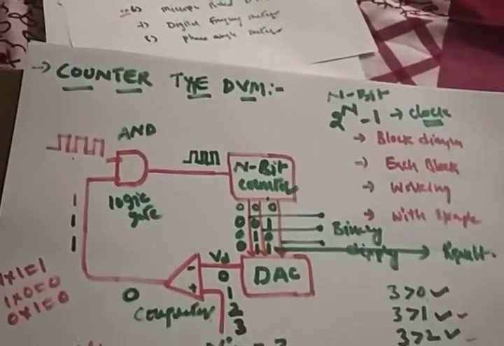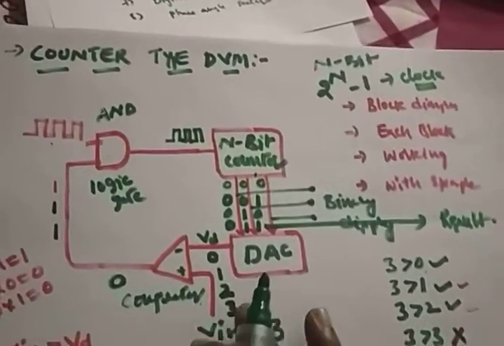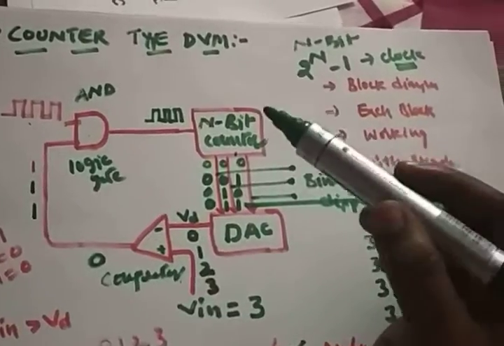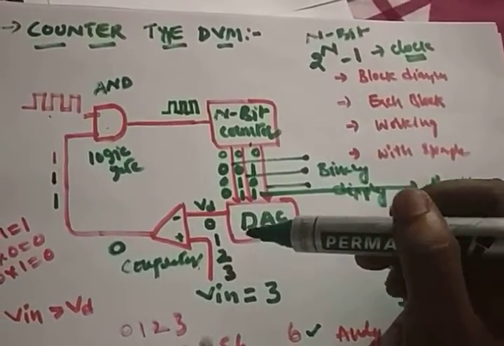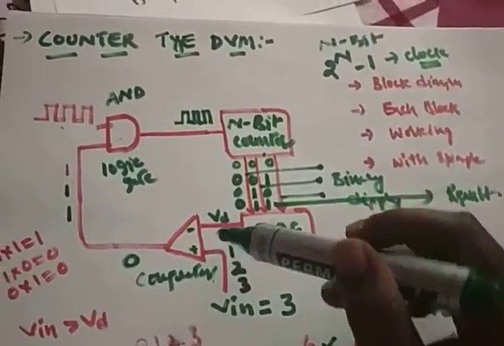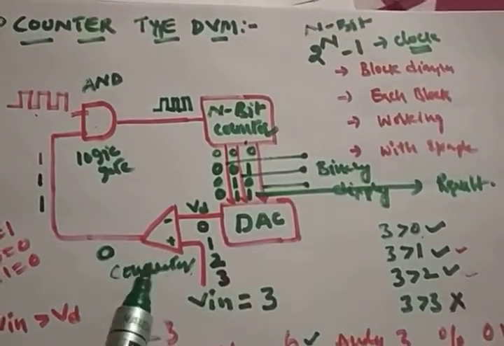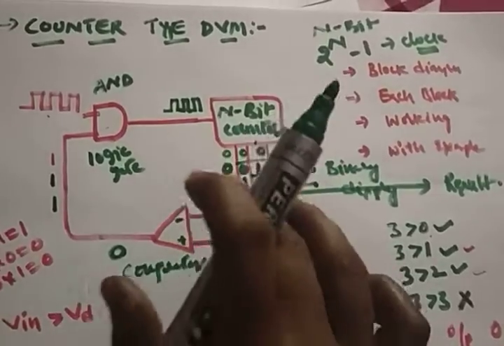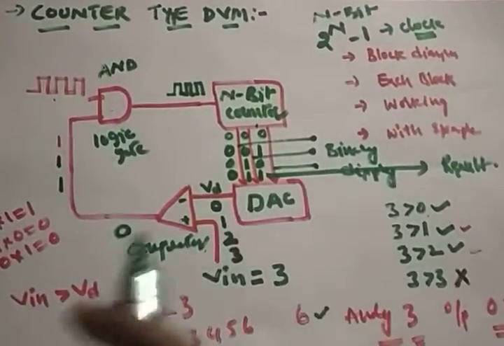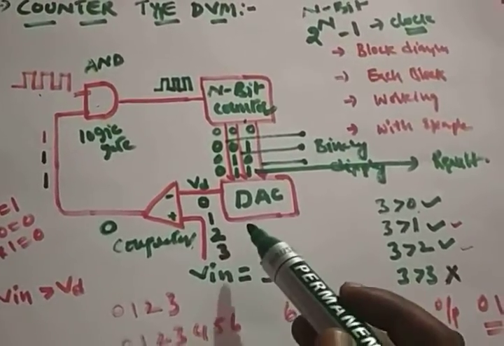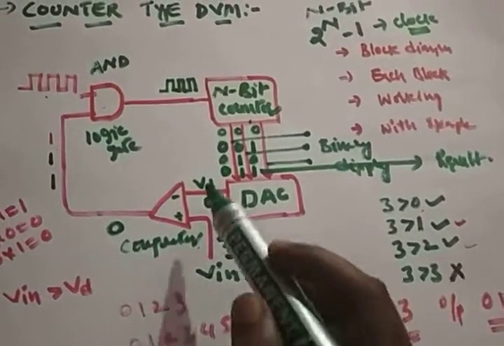So what components do we have in a counter type digital voltmeter? There are an n bit counter, a digital to analog converter, a comparator and a logic gate. Why the digital to analog converter? The comparator requires only analog input and doesn't accept the digital value. That's why we have a digital to analog converter. These two will be there.